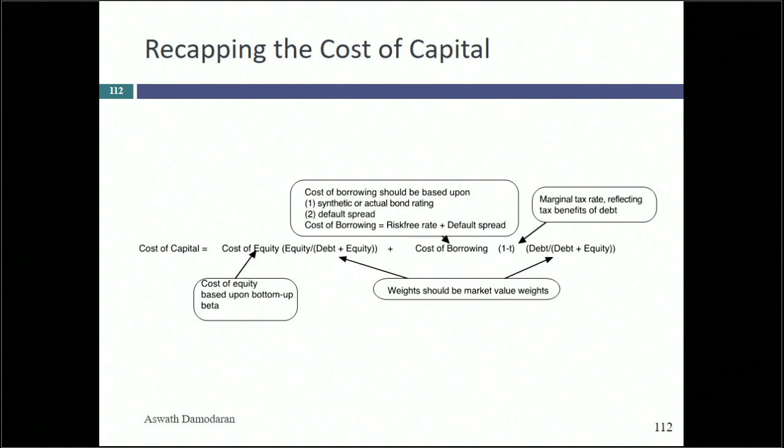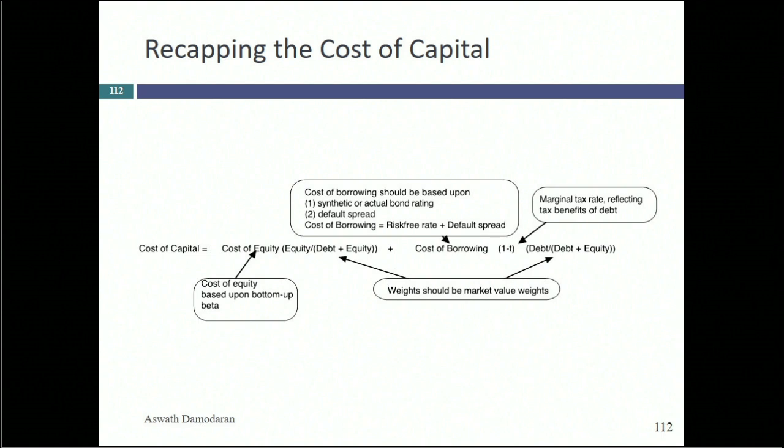So let's see what the cost of capital looks like. Cost of capital, cost of equity comes from a bottom-up beta risk-free rate. We talked about that. The cost of debt should reflect the risk-free rate plus a default spread, either from an actual or a synthetic rating. The tax rate should be the marginal tax rate because you save taxes at the margin. The weights should be market value weights. You bring them all together. You got a cost of capital for your company in whatever currency you've chosen to do it in. And you can convert currencies using that inflation differential.